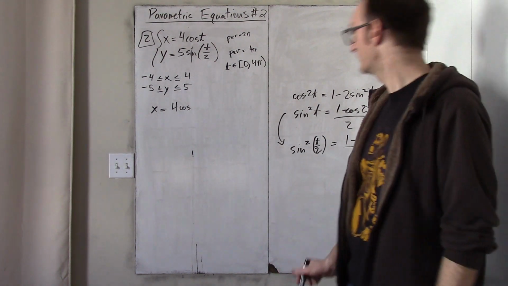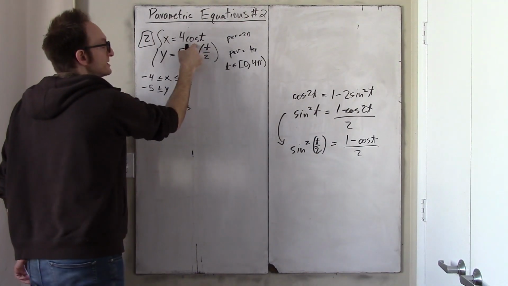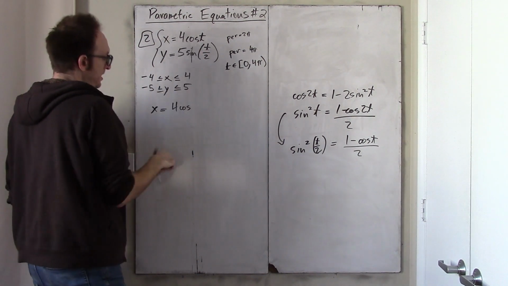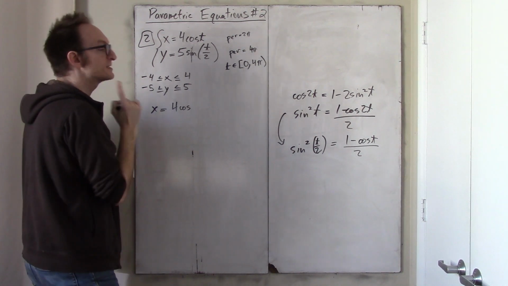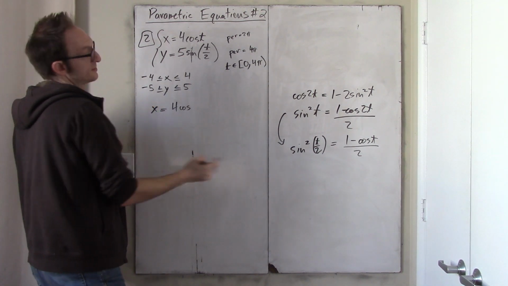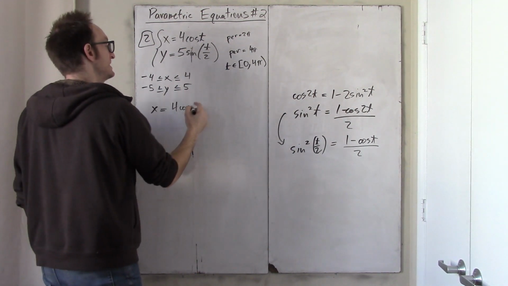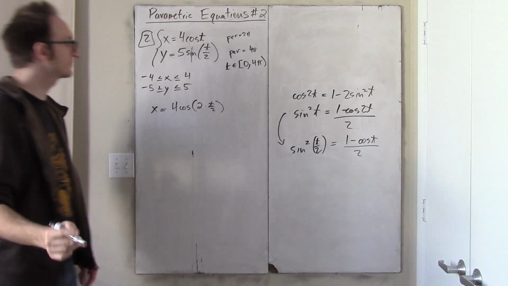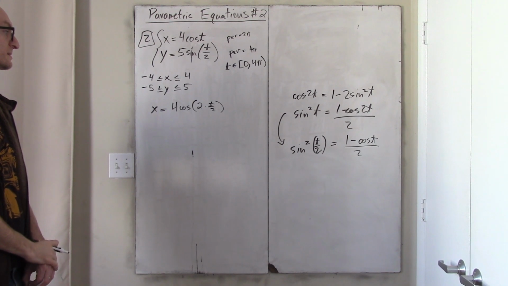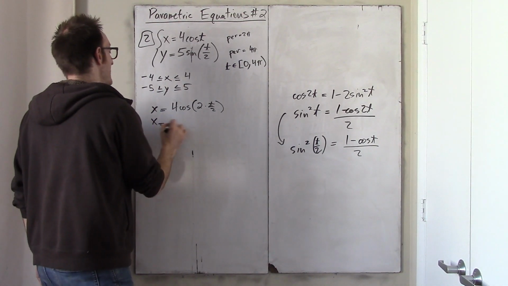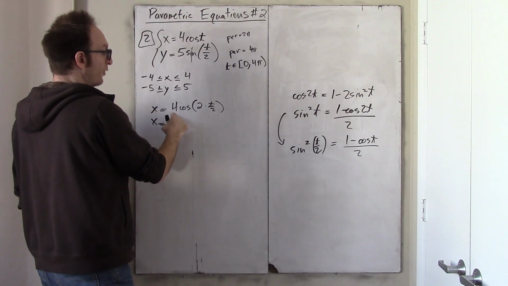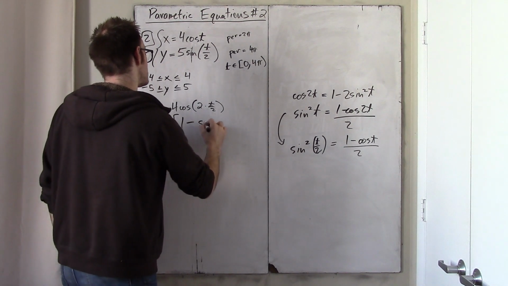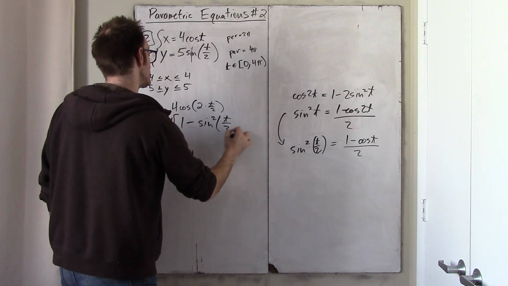Therefore, let me look at this 4 cosine t. The way to do this smoothly, without getting into discussing square roots, is to take 4 cosine t and rewrite it as 4 cosine of 2 times t over 2. There are a lot of equivalent ways of doing this, but to me this is the smoothest way. And then apply the double angle formula. So what is 4 cosine of 2 theta? Well, it's 1 minus sine squared t over 2.